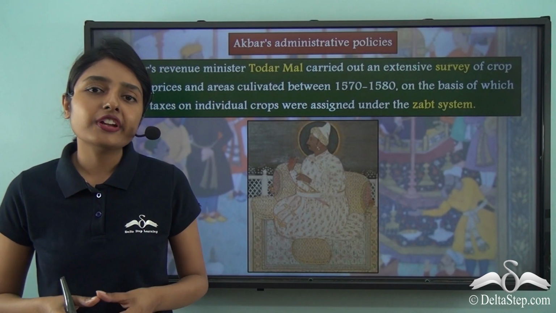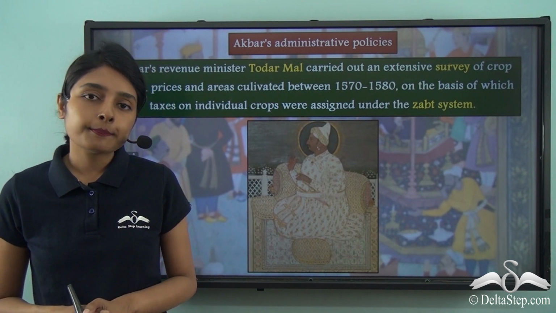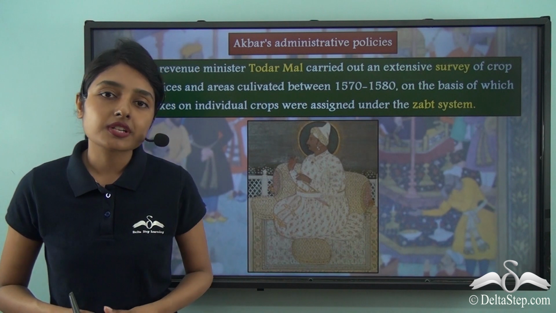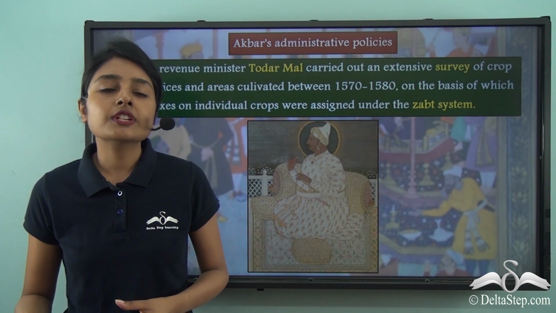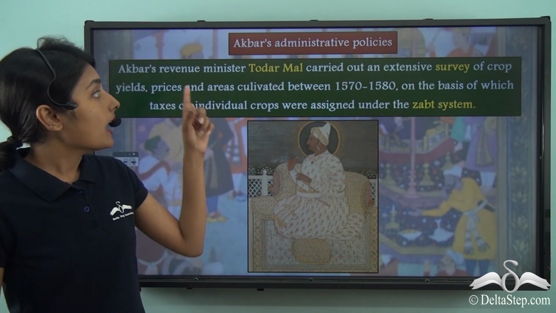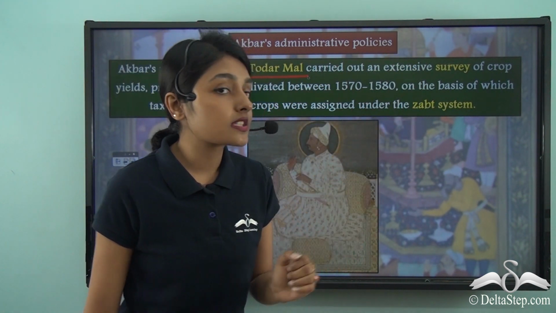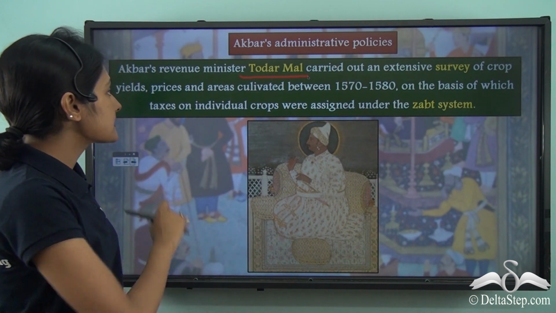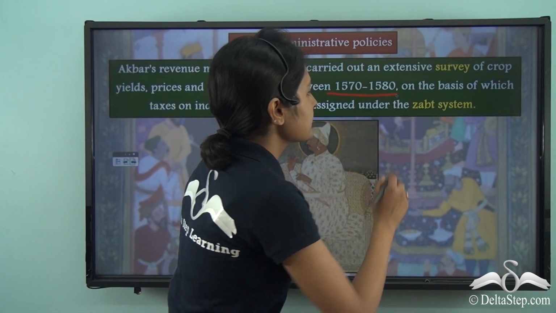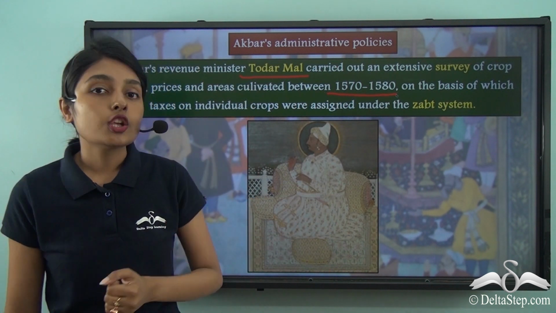Now Akbar was a very efficient Mughal emperor. He knew how to consolidate the Mughal Empire. He also knew how to maintain a very efficient administrative system. But for a good administrative system to function, he needed to earn more and more revenue. Akbar's revenue minister, Todar Mal, carried out an extensive survey of crops, yields, prices and areas cultivated between the years 1570 and 1580. So in this period of 10 years, an extensive survey was carried out by Todar Mal.